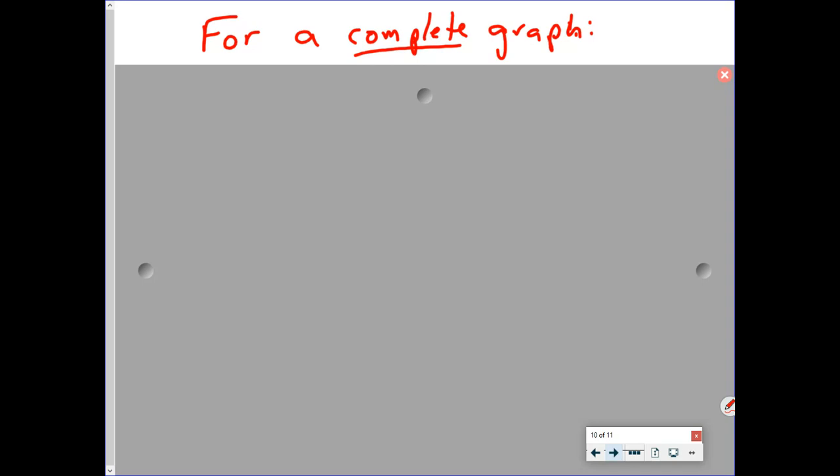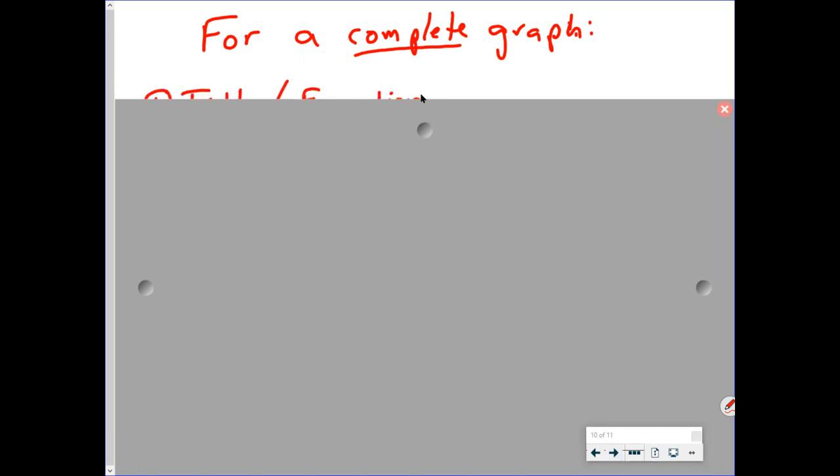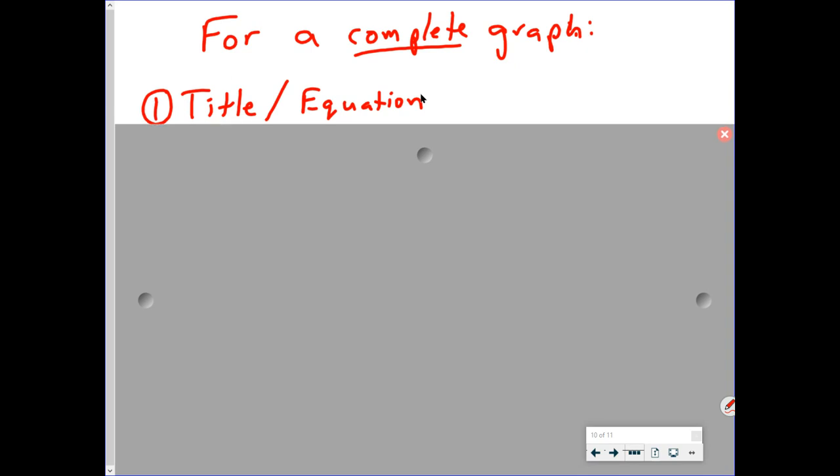Okay. Well, ladies and gentlemen, one last thing we need to talk about. This is the last thing, okay? And this is just you writing it down. For complete graphs, when I tell you to make a complete graph from this point on, here is what you must include. You have to have these several things, okay? So please write this down. Most of them are pretty straightforward and obvious, but we just make sure we get them all. Number 1, you must have a title.